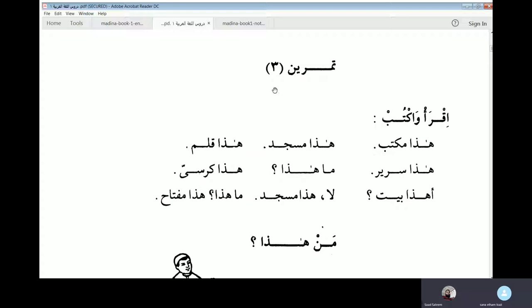Tamreen al-thalith. Exercise 3. Third exercise. Thalith means third. Okay. Third exercise. Iqra wa-ktub. Read and write.